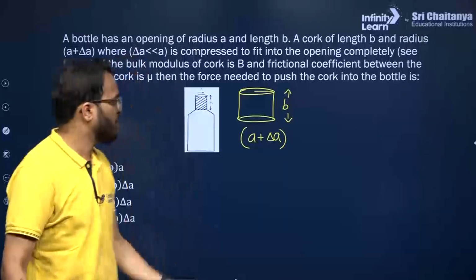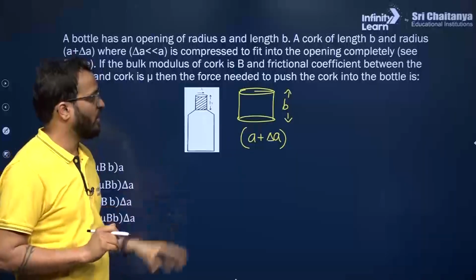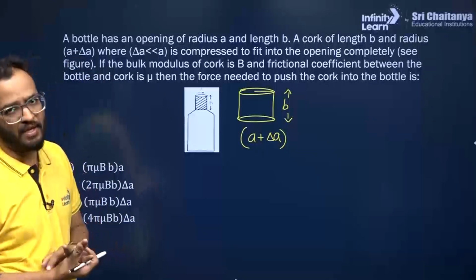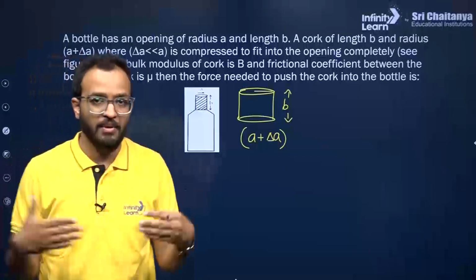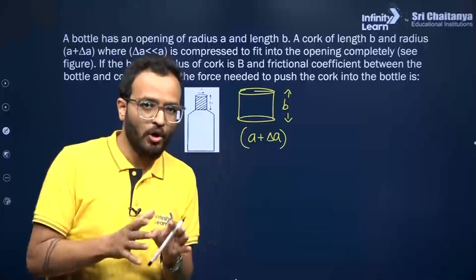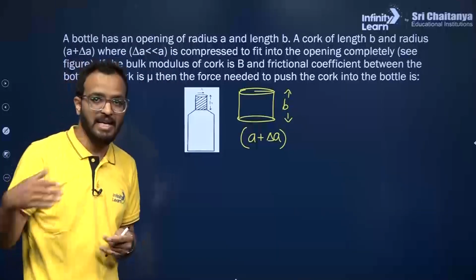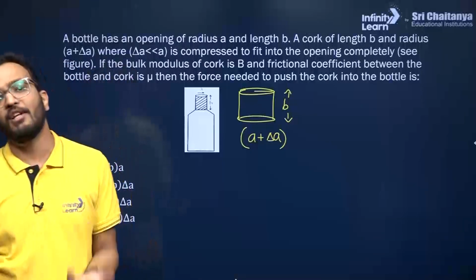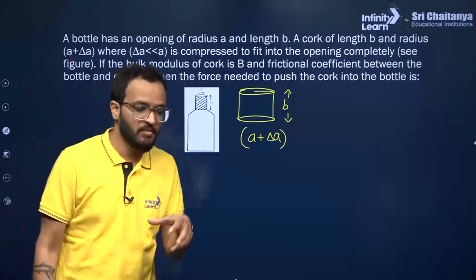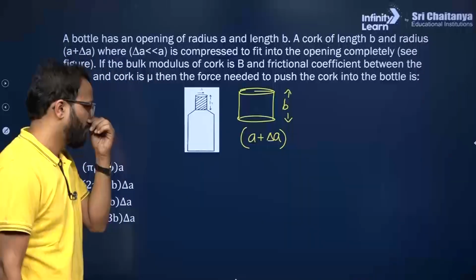So obviously there will be a strong force of compression by the bottle on the cork in order for the cork to fit in. And since there is a very strong force of compression between the bottle opening and the cork, there will be a strong normal contact force, and because of that strong normal contact force the friction will become very strong, and hence it becomes very difficult to pull that cork out of the opening of the bottle, right?